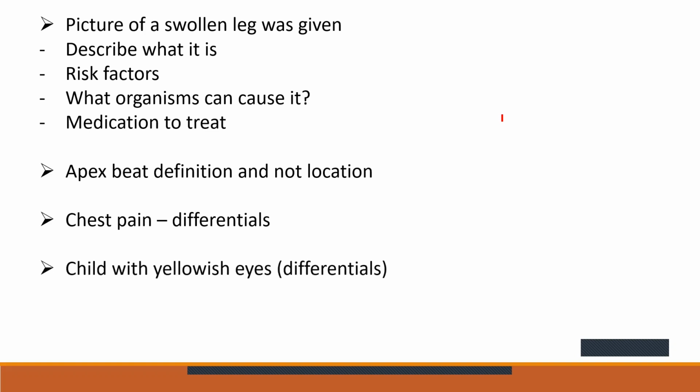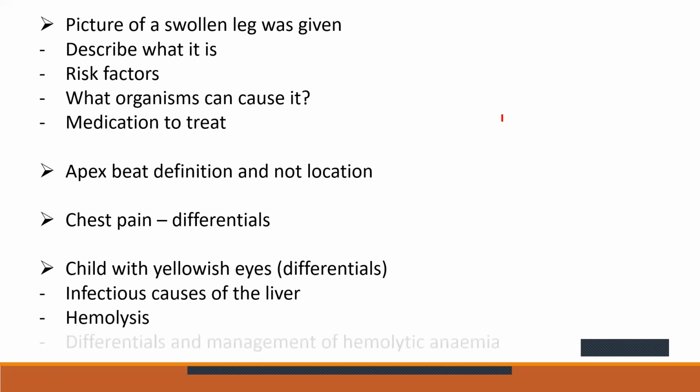A child with yellowish eyes, differential. So basically jaundice. What are your differentials for jaundice? What are some of the things that can cause jaundice, basically? And there are a whole lot. Now, what are the infectious causes of the liver? Then hemolysis. I think I'm basically telling you the differentials, isn't it? All right. The differentials and management of hemolytic anemia.